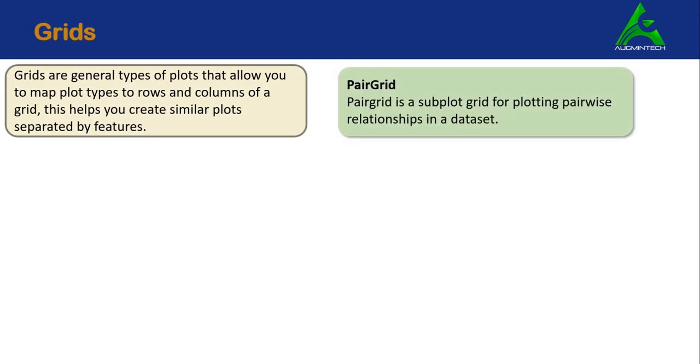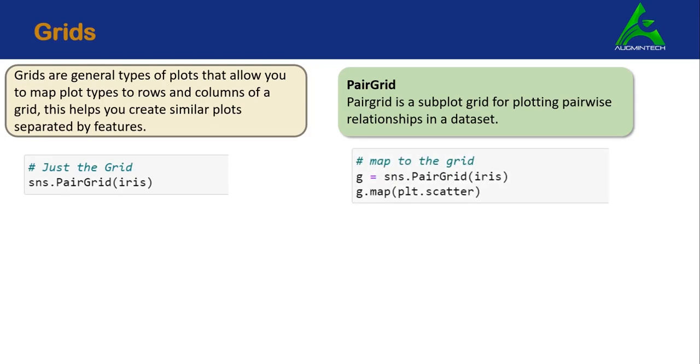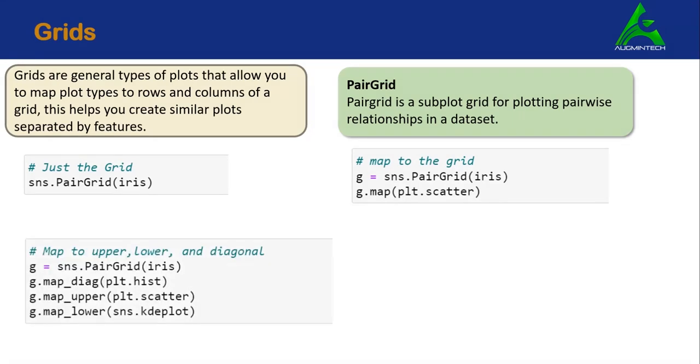So we have PairGrid, which is a subplot grid for plotting pairwise relationships in a data set that works on bivariate data. If you do sns.PairGrid and pass the data set to it, like iris, it should just give us the grid. We can map to the grid by doing map and specifying plt.scatter, or we can also map to upper, lower, and diagonal by doing map_diag with plt.hist. So here I want the diagonals to be histograms, then map_upper, the upper plots, to be scatter, and the lower plots to be KDE plots.